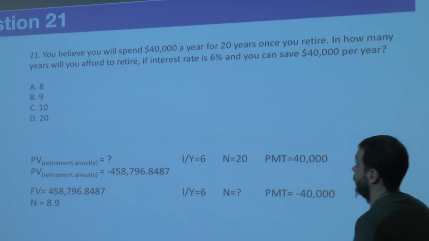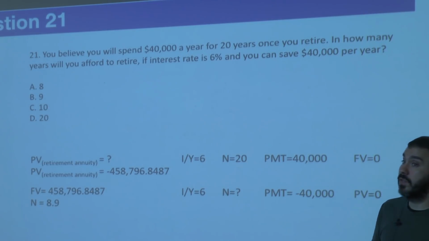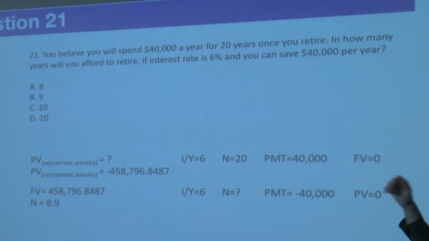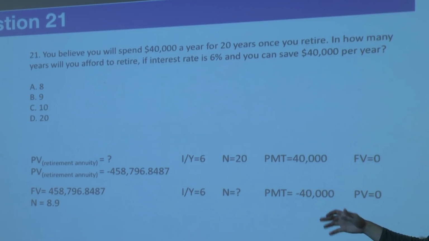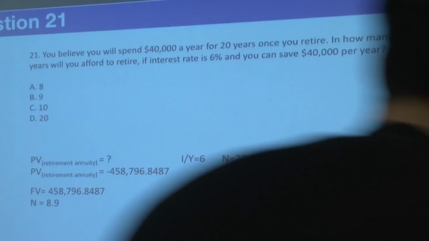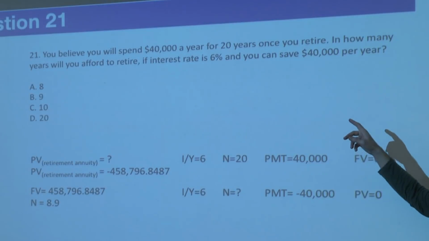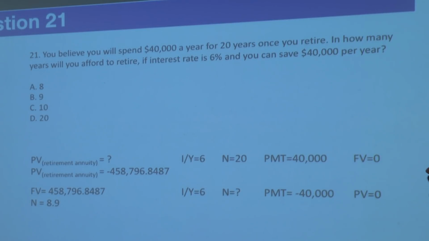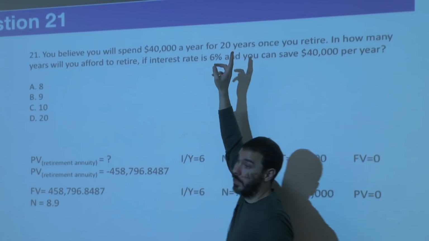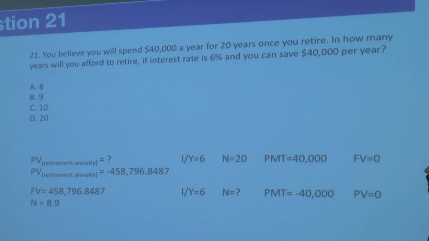So this is similar to the exercise we did earlier. You have some future payments you want to receive, and you are trying to fund them by saving beforehand. So the first step is you need to figure out how much you will need to be able to generate $40,000 per year for 20 years. So the present value of this stream of payments to you.